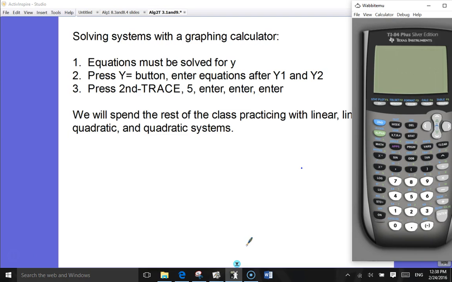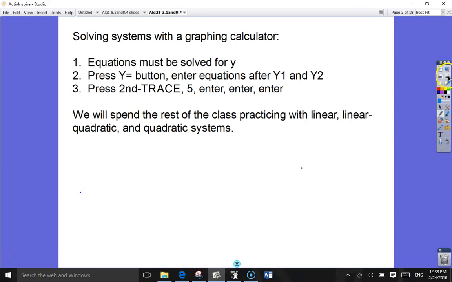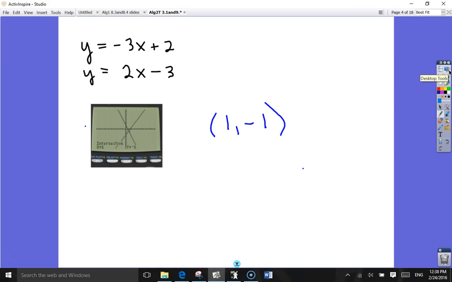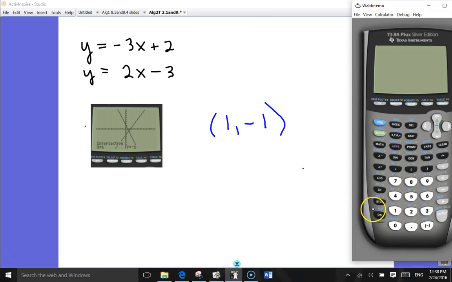So let's try it. I'm actually using the slides that I used last class that are already filled in, because there's a lot of copying and pasting of the calculator screen, but you still need to follow through on all these steps. Okay, so we go to y equals, clear. They're both already solved for y, so I can go directly to y equals and clear. So negative 3x plus 2, and enter, and 2x minus 3.